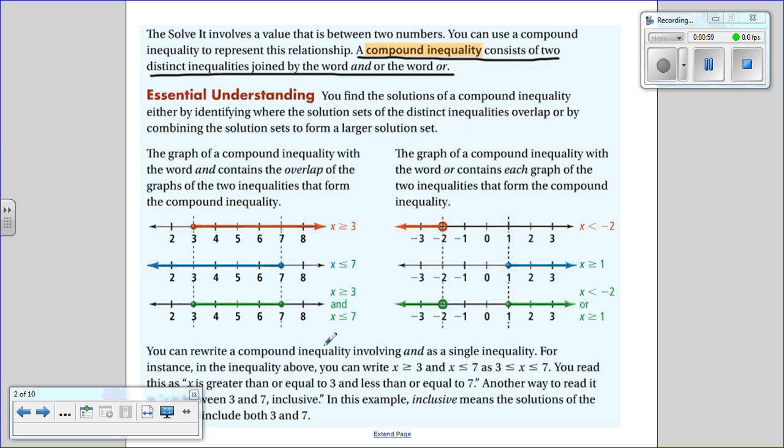So here we go. We have our first inequality, x greater than or equal to 3. And if we asked you to graph it, you would be able to show that. So we have a solid dot because it's equal to, and it's greater, so it goes to the right. Here's our second inequality, which is x is less than or equal to 7. Again, a solid dot going to the left. And now if we combine these two with the word "and," it looks like this.